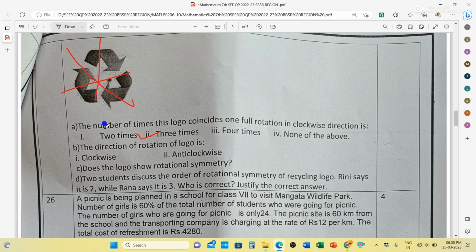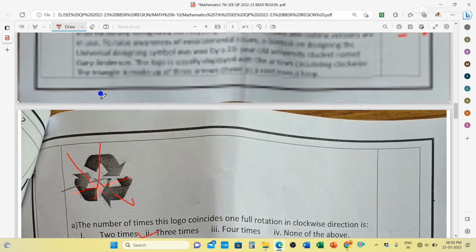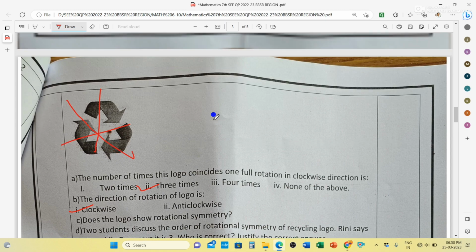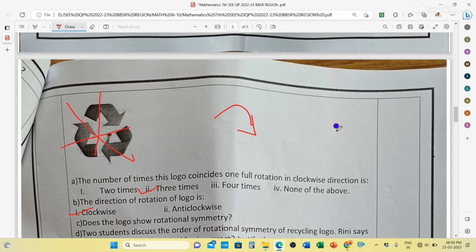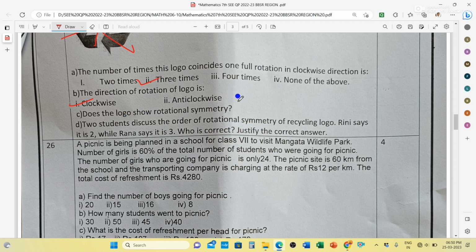Okay, the direction of rotation of the logo is clockwise. Already your answer is given. The logo is usually displayed with the arrows circulating clockwise. Okay, clockwise means in this way, anti-clockwise means in this way. Okay, does the logo show rotational symmetry? Yes. Okay, the two students discuss the order of rotational symmetry of the recycling logo.